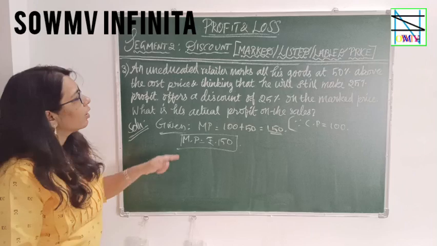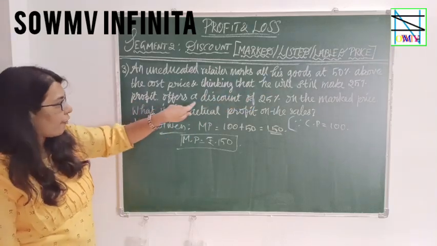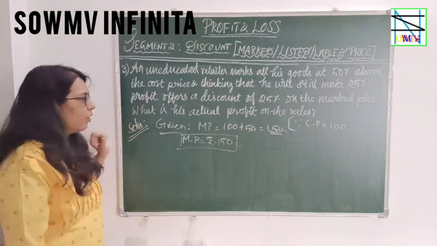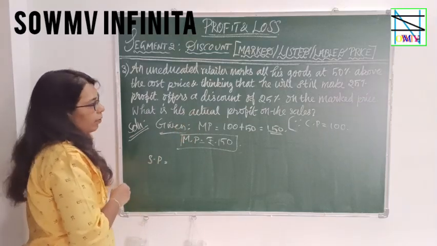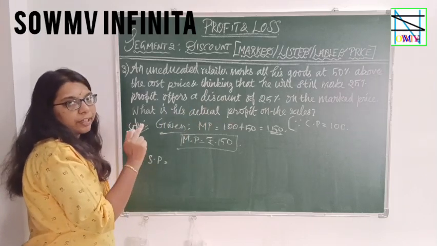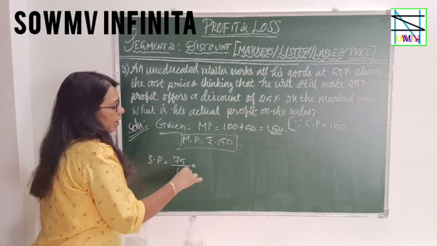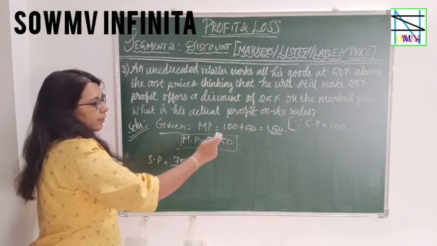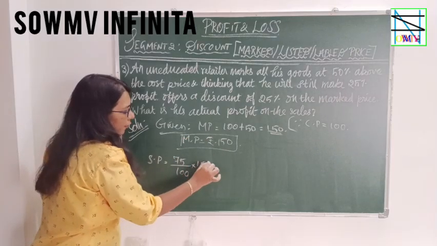The second one is, thinking that he will still make 25% profit, offers a discount of 25% on the market price. Then we can find the selling price value. So here discount is 25%. That means 100 minus 25 is 75%. So percent is 75 divided by 100 into market price value. So market price is 150.